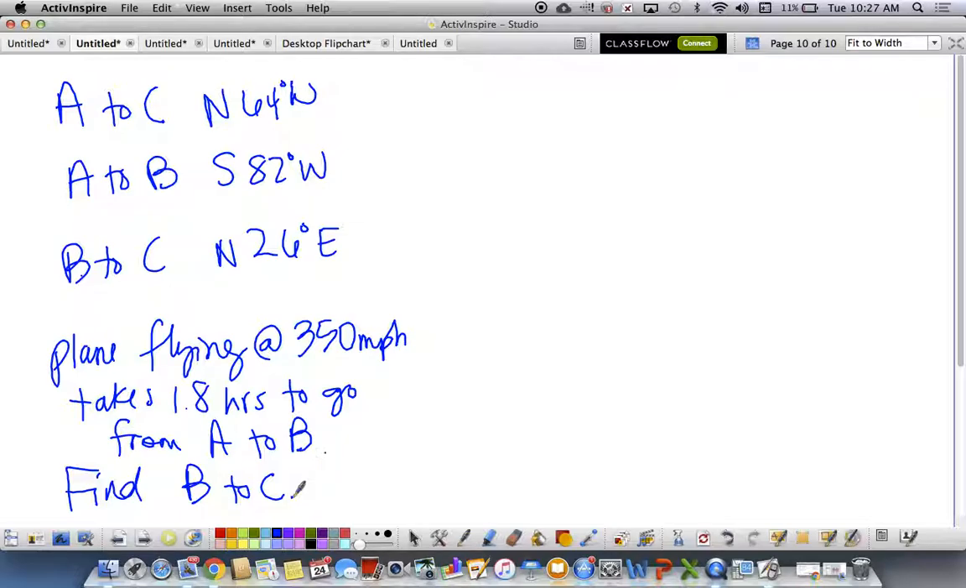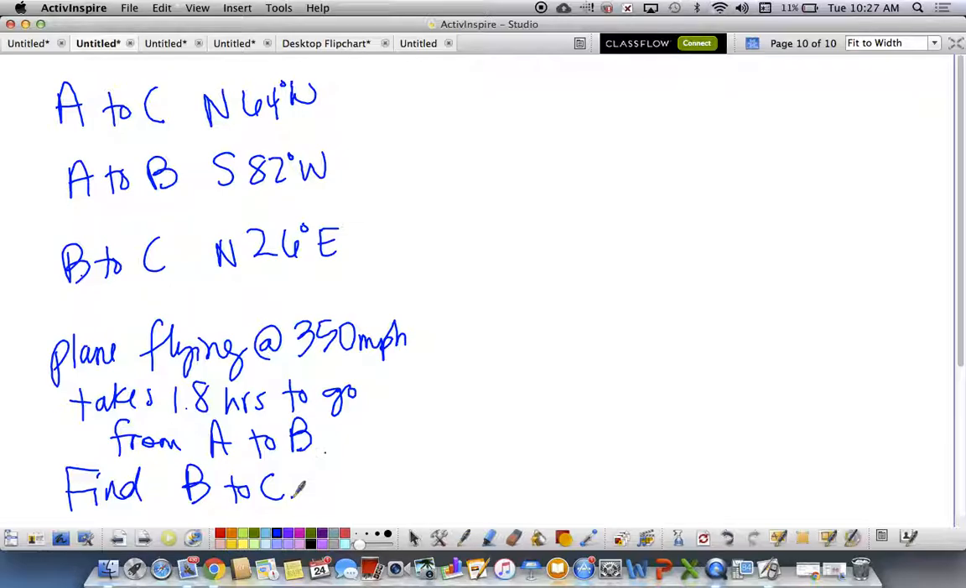A to C is what? What is A to C? North, west. So you start which direction? North, west. So North is this way. Is that 84 degrees from north? Wait, no, that's 64. Okay, yeah, that's 64. So where's your 64 degrees?